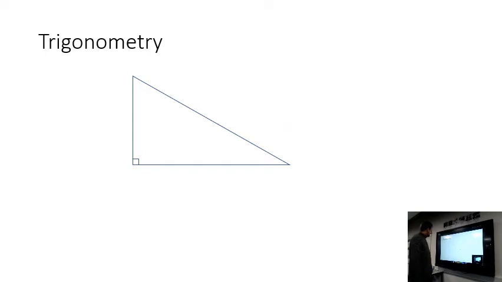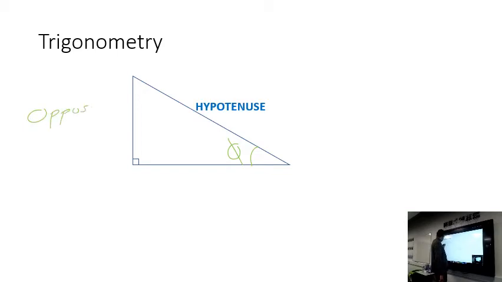Okay, so let's give you a brief introduction to trigonometry. So here we have a right angle triangle. So this is my angle, call it theta. Then if we look at the side opposite the angle, it's called the opposite. And then the longest side of a right angle triangle is called the hypotenuse. And then the other side is the adjacent.